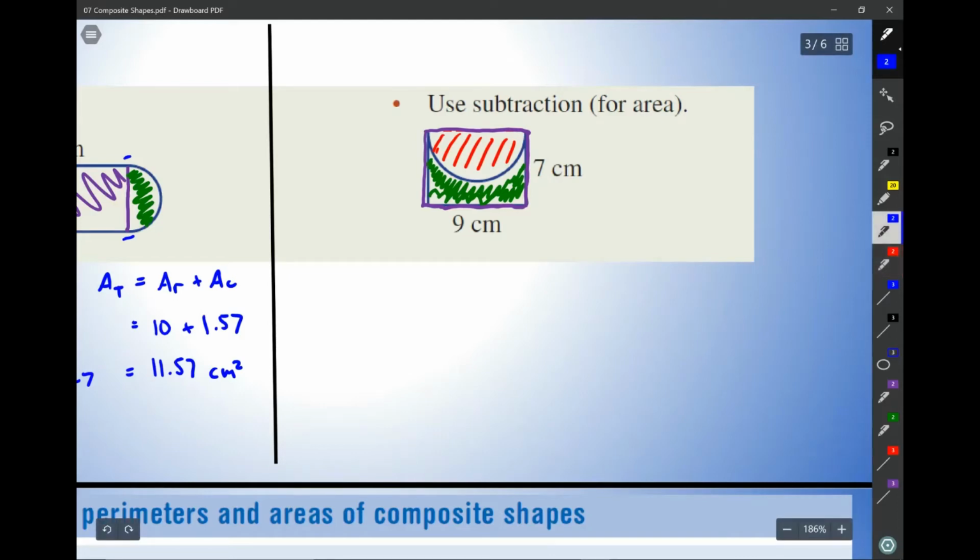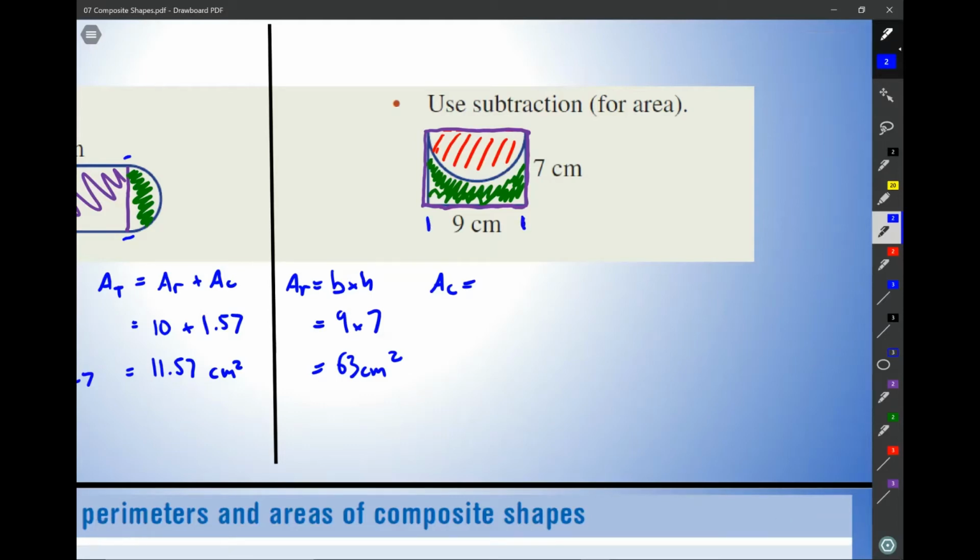So again, we need to find the area of the rectangle, which is simply base times height. And now we need the area of the circle. So the diameter of the circle from here to here is 9 centimeters. So that means the radius is half of that.